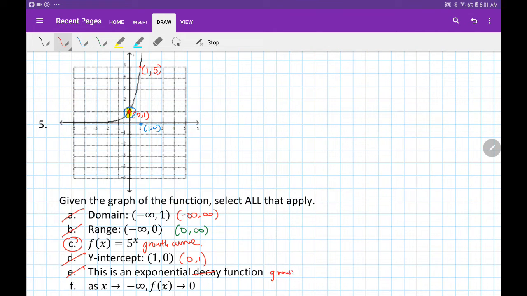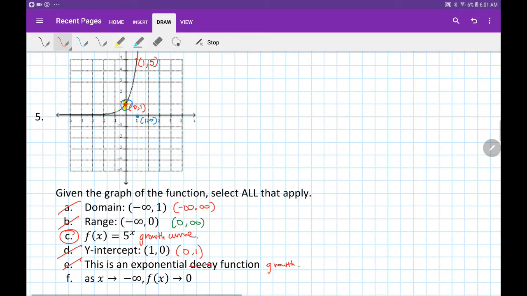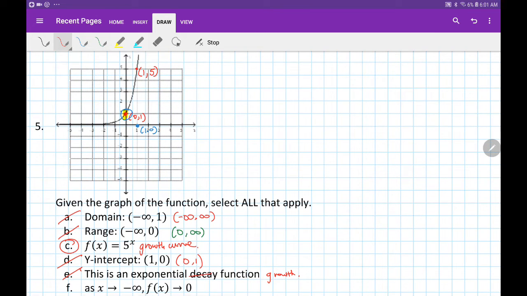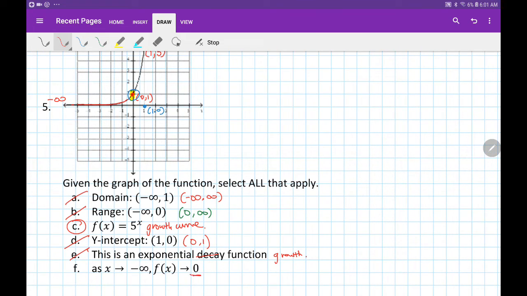So this is actually a growth function. And then for F, as x approaches negative infinity, so we're talking about the left side, as we move further and further left, my y value is approaching, as you can see based on the asymptote, I'm getting closer and closer and closer to the value of 0. So this will be true.